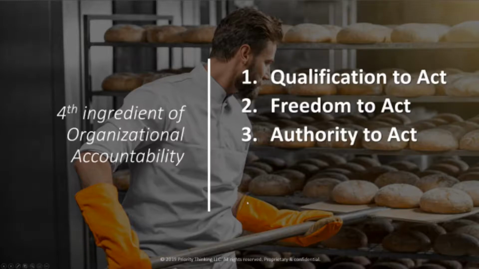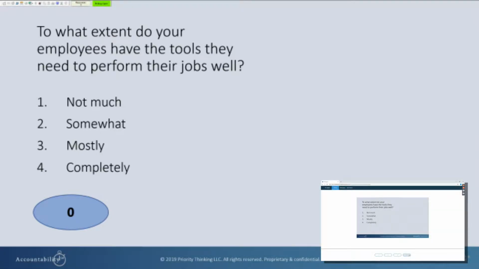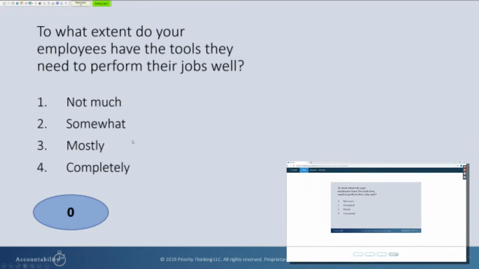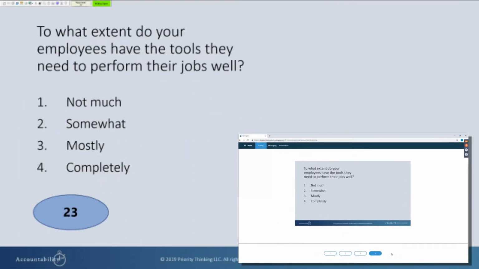Okay, the fourth ingredient, the tools to act. Nothing is more frustrating to employees and leaders than not having the tools to get the job done. So, quick question. To what extent do your employees have the tools they need to perform their jobs well? Answer 1, not much. 2, somewhat. 3, mostly. 4, completely.